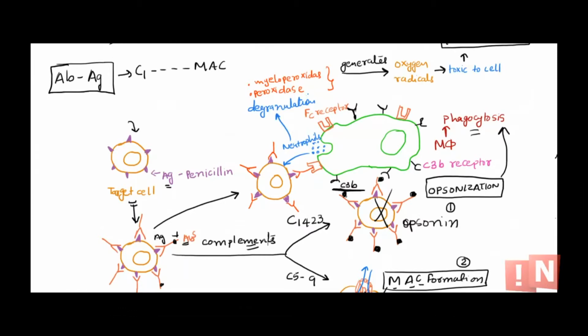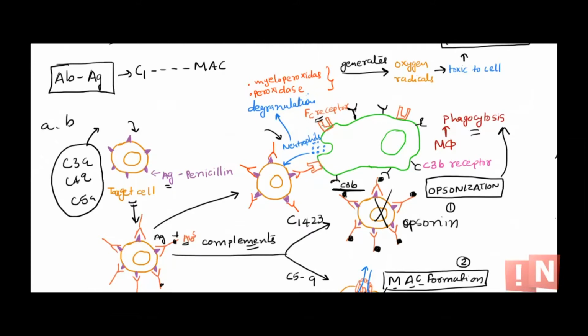Now other than that, once the complements are getting activated, as I said, there will be fragmentation into A and B fragments. The C3a, C4a, C5a fragments, once they are formed, act as attractants for neutrophils. So they will call neutrophils to this site. Now neutrophils have the Fc receptor on their surface, just as I said macrophages have the C3b receptor.